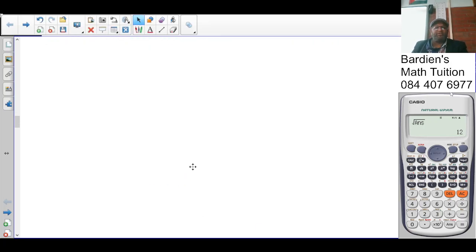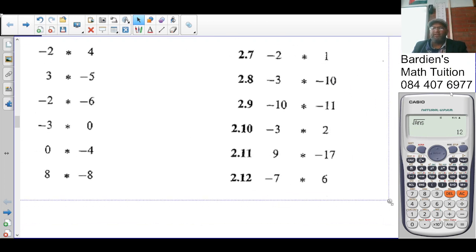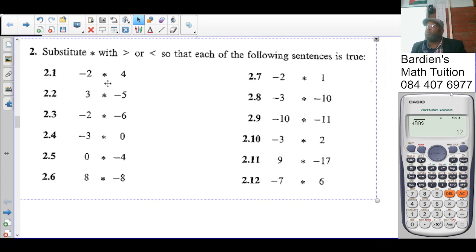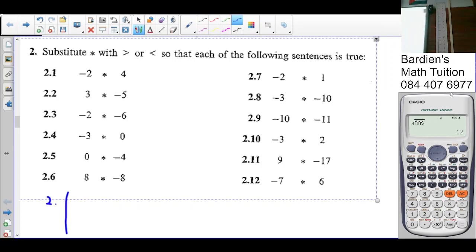People, I don't want you guys only to write more than and less than. You must write the sum. 2.1. Negative 2 and 4. This is what you must write down in your margin. Negative 2 is less than 4. Not so? Then you skip a line. 2.2 and so on and so on.